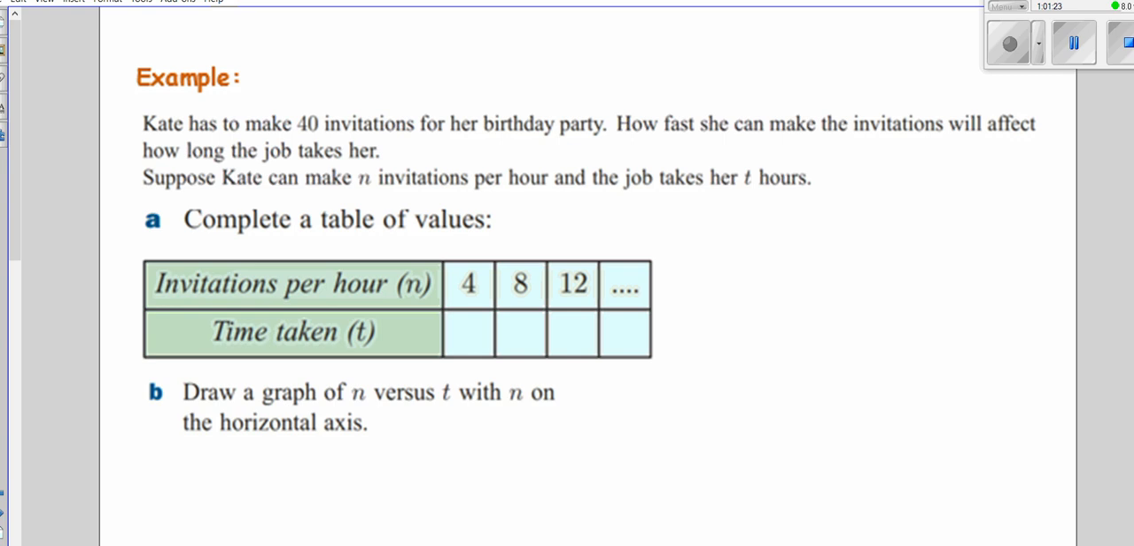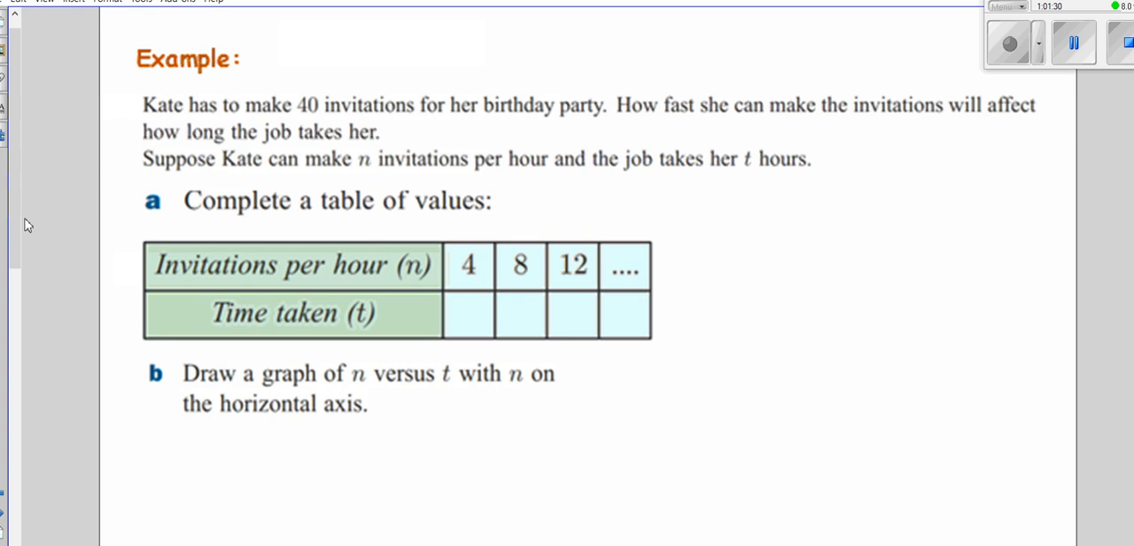Great. Okay, so Kate has made 40 invitations for a birthday party. How fast she can make the invitations will affect how long the job takes her. Suppose Kate can make n invitations per hour, and the job takes her t hours. So this is the number of invitations per hour. She needs to make 40. So if she can make 4 invitations per hour, and she needs to make 40 in total, how many hours is it going to take her?